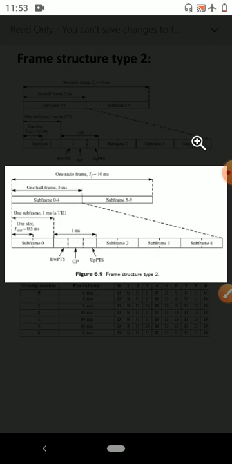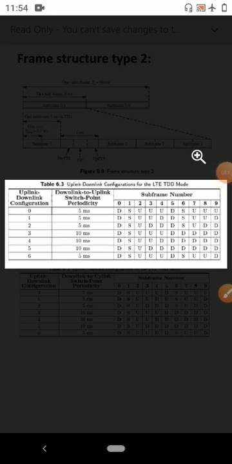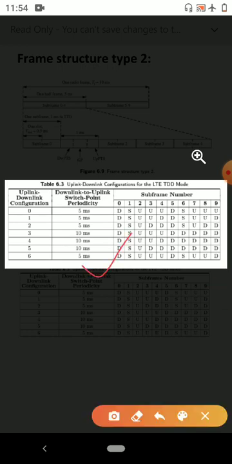This figure shows the detailed structure of the first half frame. The second half frame has a similar structure, which depends on the uplink downlink configuration. 7 uplink downlink configurations with either 5 milliseconds or 10 milliseconds downlink to uplink switch point periodicity are supported. It is shown in this table, where D and U denote subframes reserved for downlink and uplink respectively, and S denotes the special subframe.